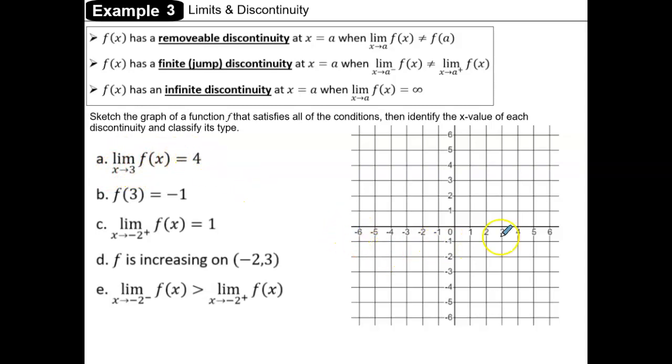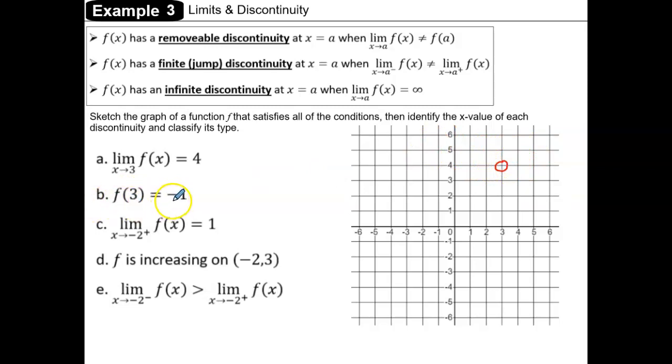So I'm gonna go to where x is 3 on my graph, and then up to where the y is 4, and that's going to be a stopping point whether I'm headed from the left side or from the right side, right? That's what this statement is saying, that left or right side, I'm going to come to this particular point. Okay, then f of 3 has to equal -1.